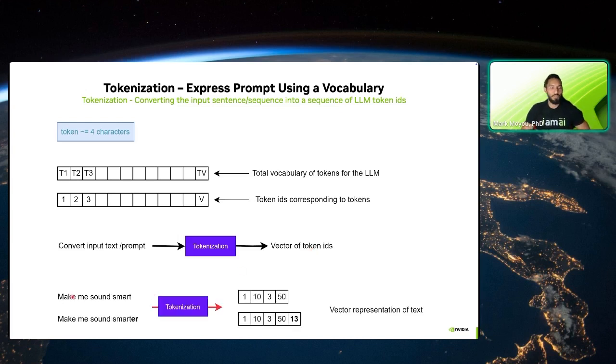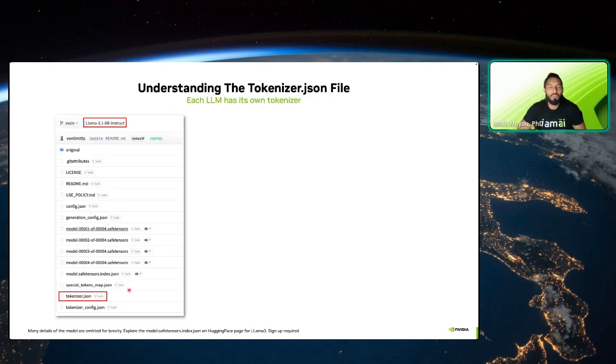So if you look here, I'm going to say, "make me sound smart." I go through tokenization and get the corresponding token IDs. In this case, there's a one-to-one relationship between the words and the tokens that I've shown, but that's not always the case, as we'll see coming up.